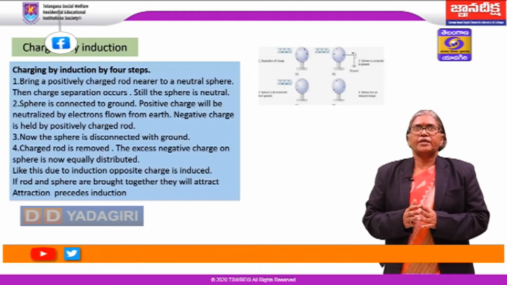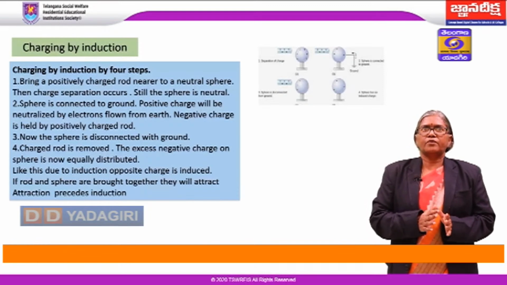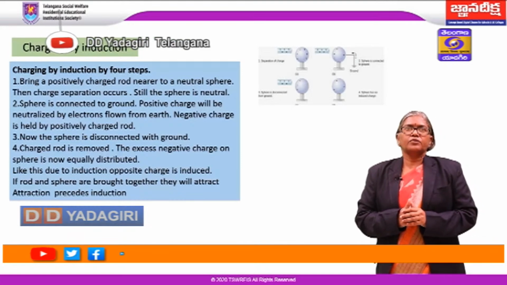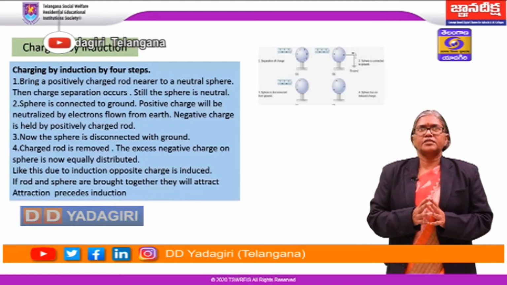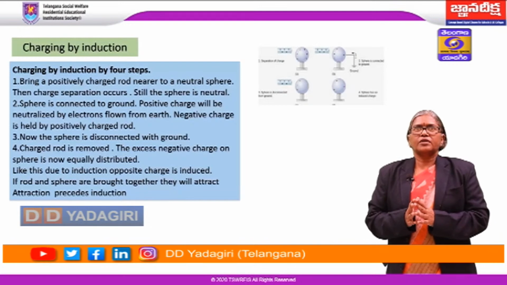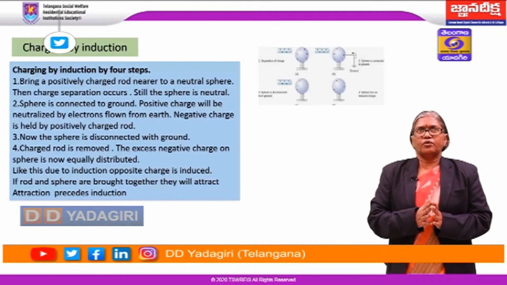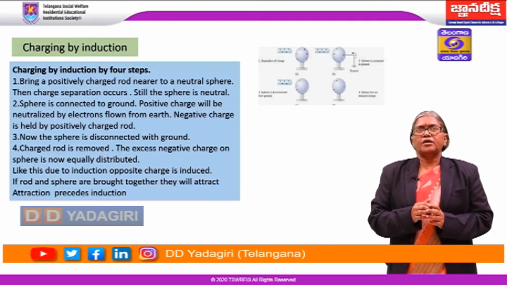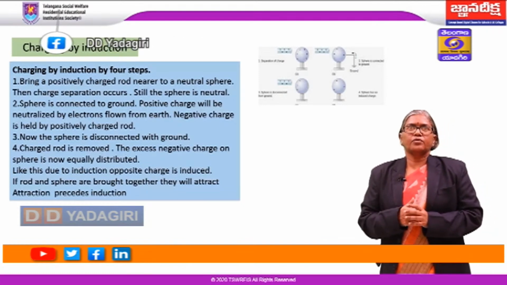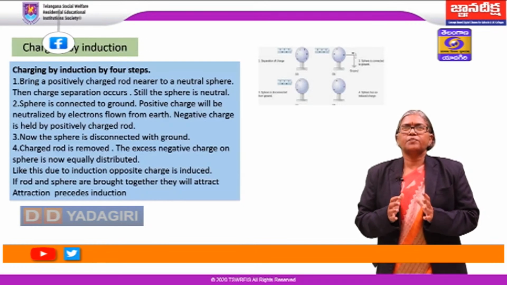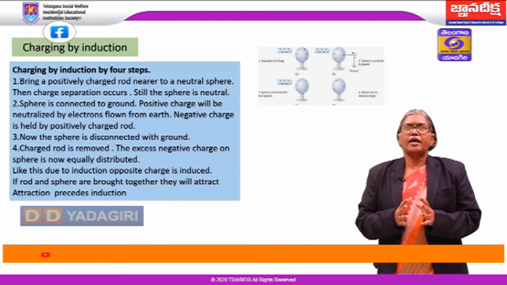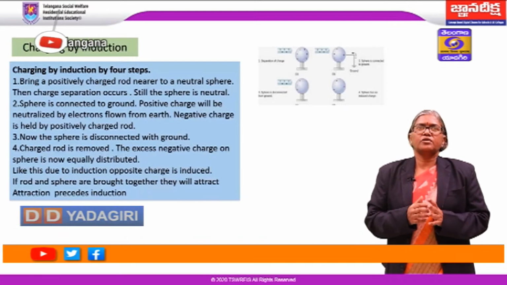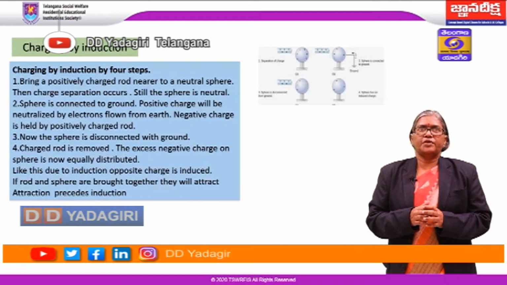Neutral sphere means in it the number of positive and the number of negative charges are equal. That is, net charge is 0. Now charge separation occurs in the sphere. The negative charges move to the side nearer to the rod due to attraction, and positive charges in the sphere move to the farther side due to repulsive force. Still the sphere is neutral. The only thing happening is charge separation. That is, net charge is 0 on the sphere.